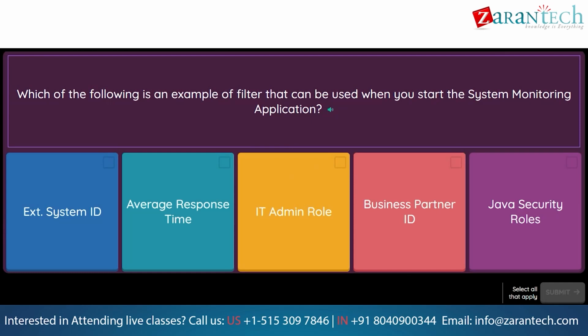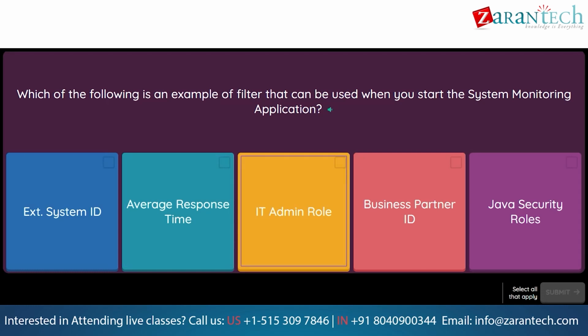Question: which of the following is an example of a filter that can be used when you start the system monitoring application? Option 1: ext system ID. Option 2: average response time. Option 3: IT admin role. Option 4: business partner ID. Option 5: Java security roles.